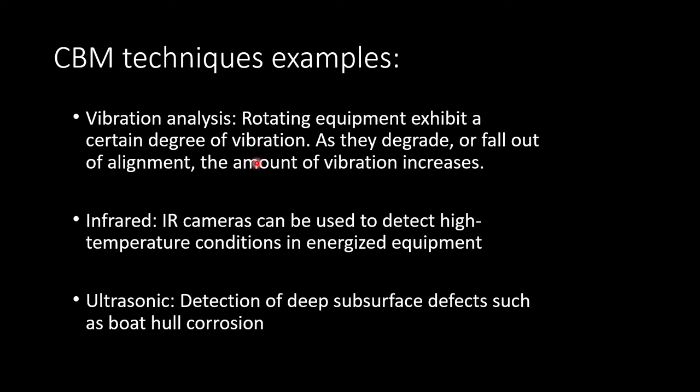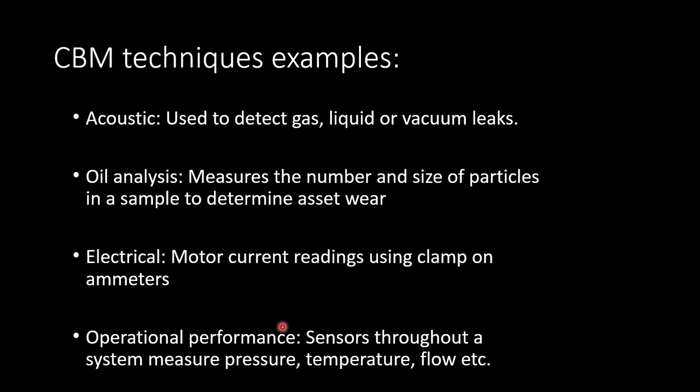There are several examples, like vibration analysis that happens when we have rotating equipment. So we have engines, motors, these kinds of things that create vibrations, and these vibrations can affect the equipment. Infrared, for example, to check temperature, ultrasonic to see how the inner part of an object is, or to detect corrosion in the inner part of a machine.